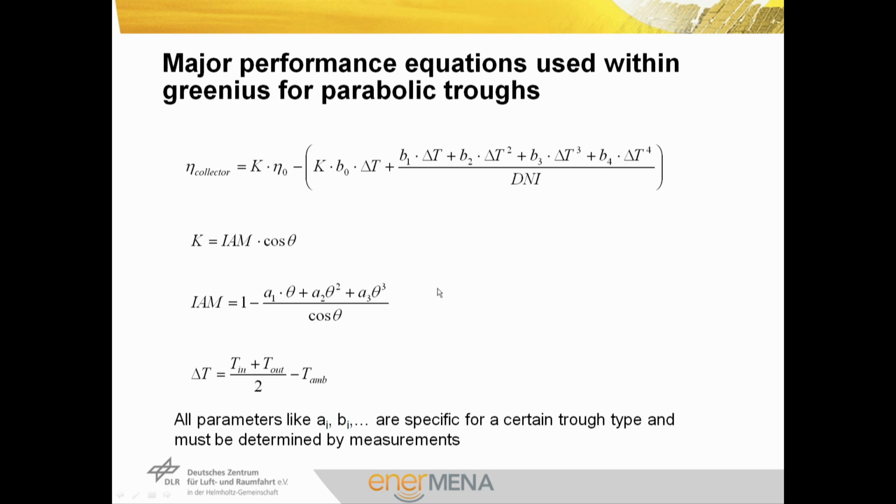incidence angle modifier equation. Greenius is using one single temperature difference for the whole solar field, which is calculated from the arithmetic mean between inlet and outlet temperature. All these parameters are of course specific for a certain trough type and must be determined by measurements.